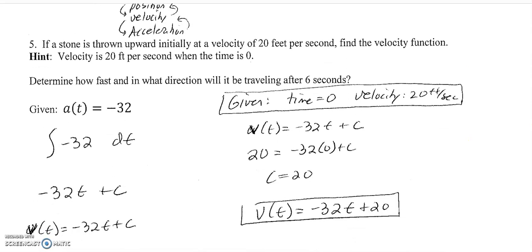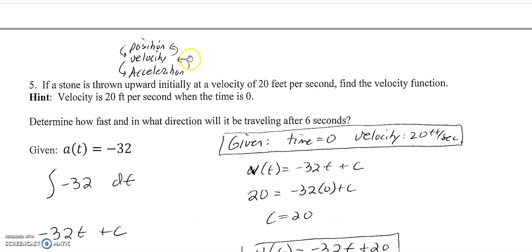Question 5. If a stone is thrown upward initially at a velocity of 20 feet per second, find the velocity function. Velocity is 20 feet per second when time is 0. Remember, when we had position, you take the first derivative, that gives you velocity. The second derivative gives you acceleration. Now we're starting with acceleration, working backwards to velocity. That's taking the integral. And then to go from velocity to position, taking the integral again.